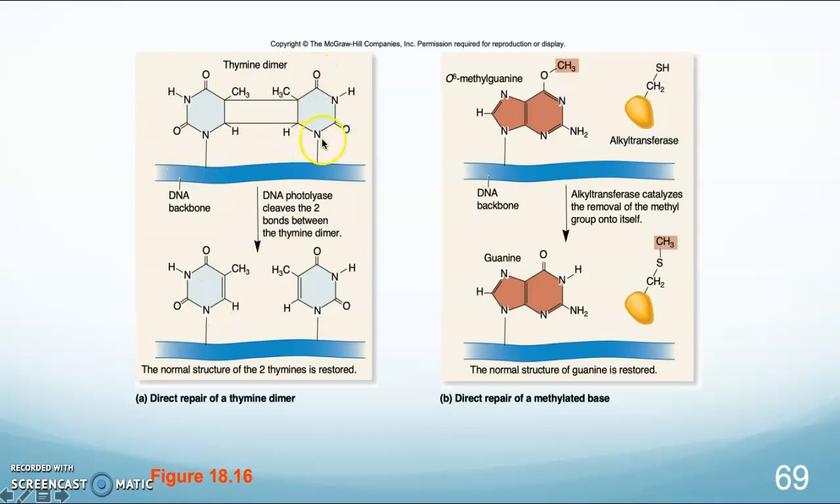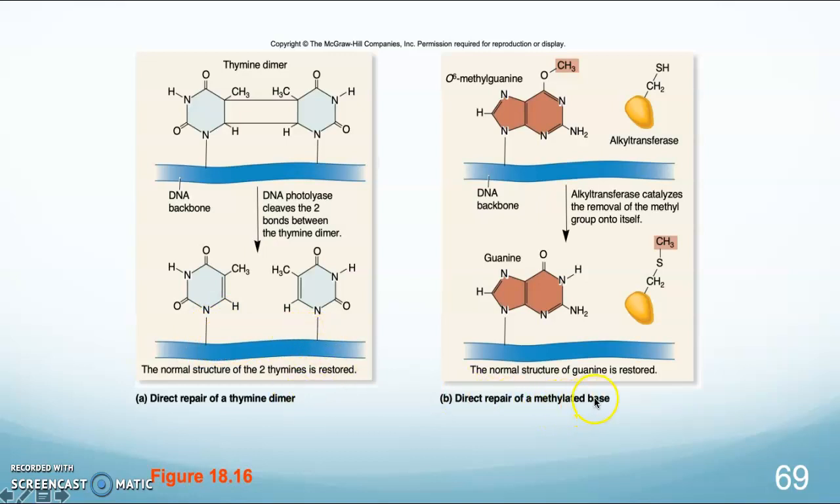So first of all, here's our thymine dimer, right? Remember, these would normally be paired with adenine across from it, but if there's UV light damage, they can actually form a dimer between the two thymine. This DNA photolyase can break this bond and allow them to go back to their normal structure. So that's that direct repair with a thymine dimer.